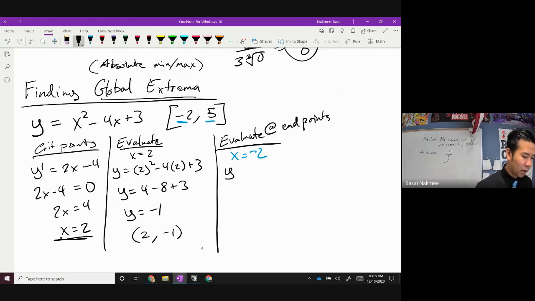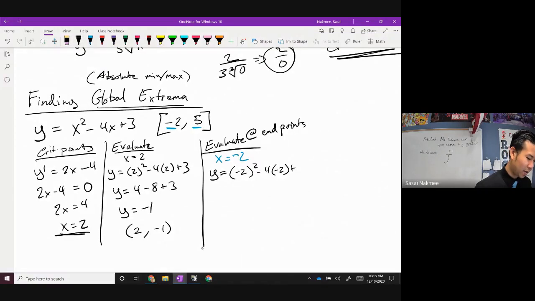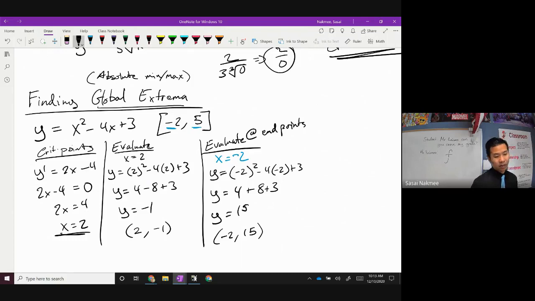All right, so y is going to be equal to -2 squared minus 4 times -2 plus 3. So I end up with y equals 4 plus 8 plus 3, and I end up with y equaling 15. So at -2, I have an output value of 15. That's not going to be our minimum for sure, because 15 is greater than -1. It has a possibility of being our max, but we won't know until we test the last endpoint.